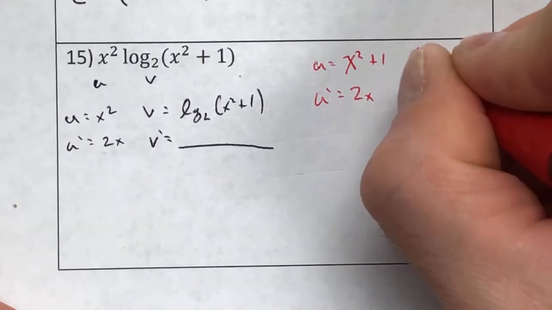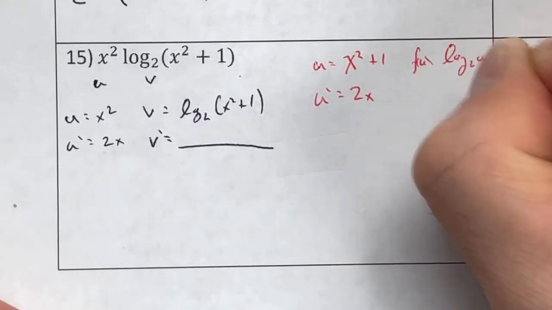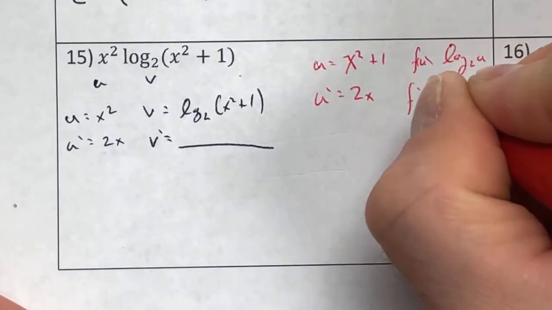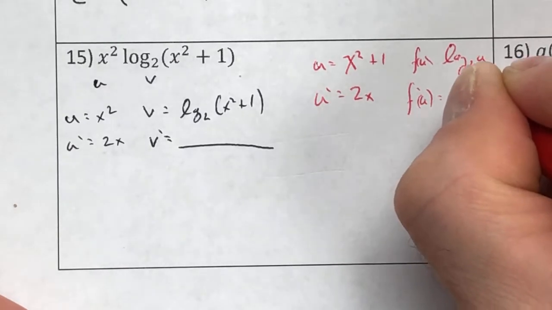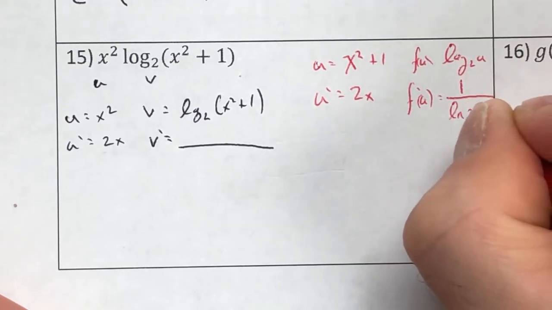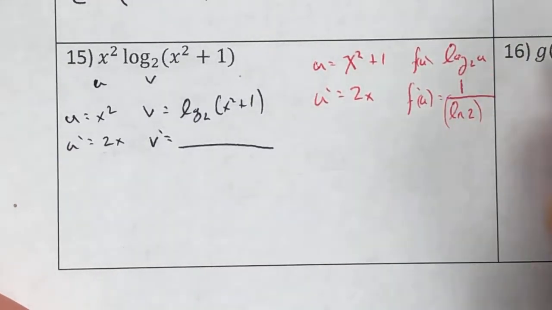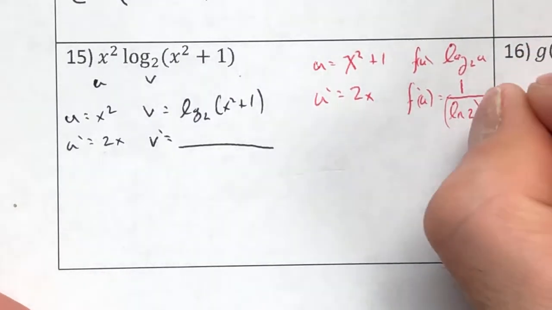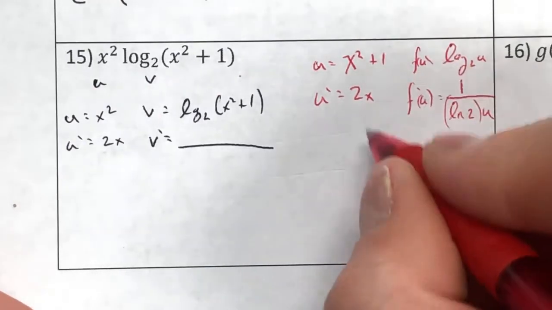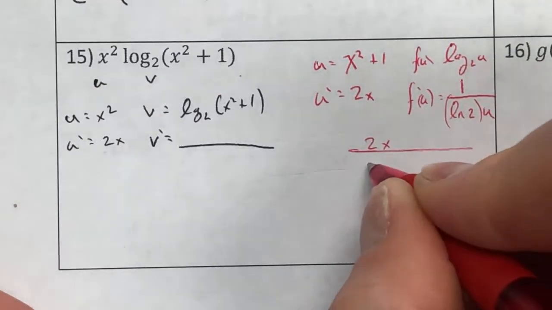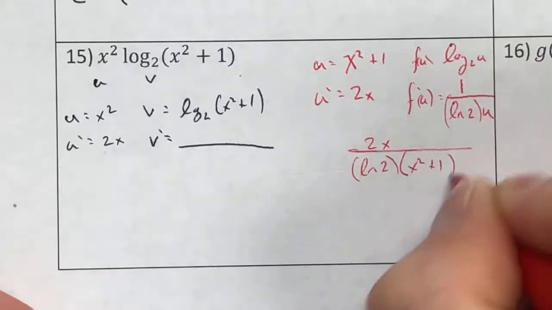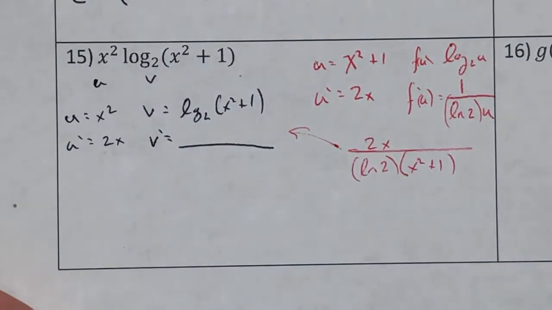My f of u would be log 2 of u, which the derivative of a log is going to be f prime of u is going to be 1 over the natural log of the base, so ln of 2 times whatever this thing is, so times u. So let's set this up. If I'm multiplying by u prime, that 2x is going to be up top. Natural log of 2 times u, which is times x squared plus 1. That's all going in right there.